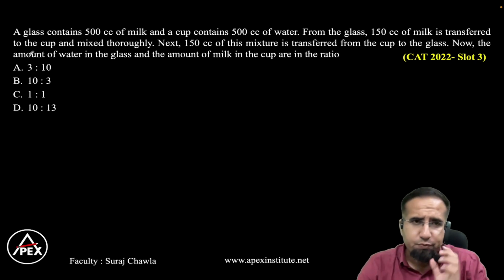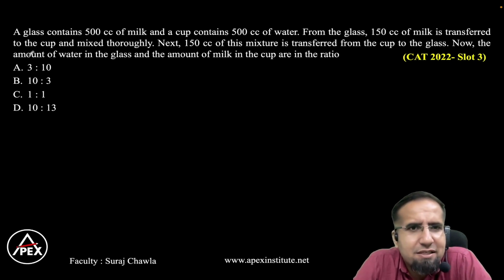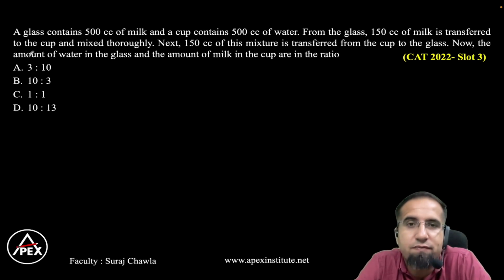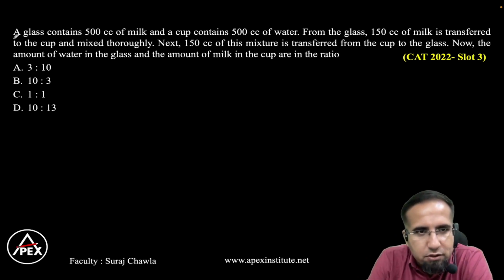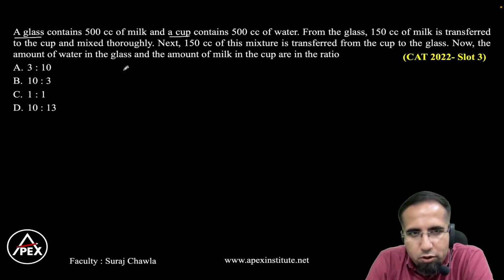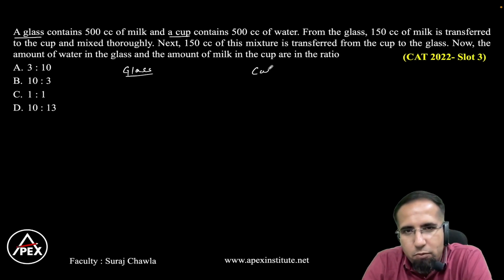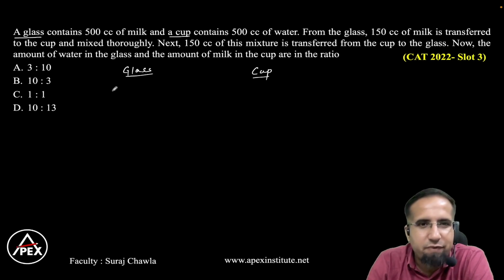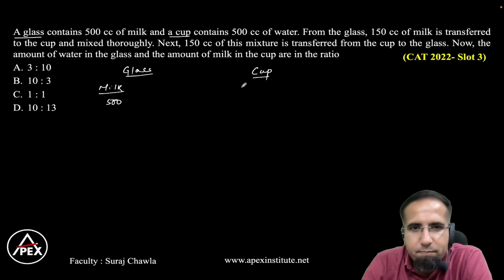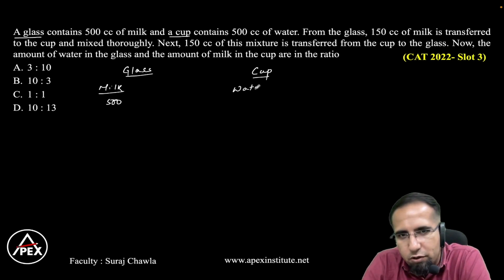Let's understand this question now. This question says a glass contains 500 cc of milk, okay, and a cup contains 500 cc of water. Now this is the catch here. I have a glass and I have a cup. So let's maintain that. We talk about glass here and we talk about cup here. So glass has 500 cc of milk and cup has 500 cc of water.